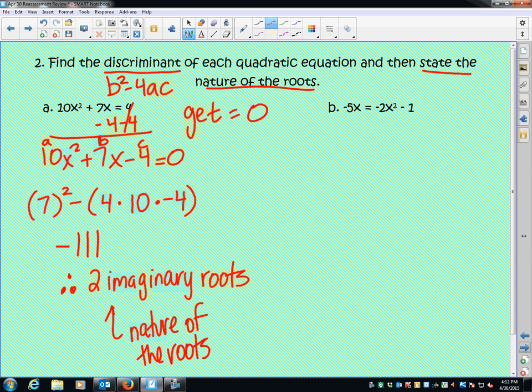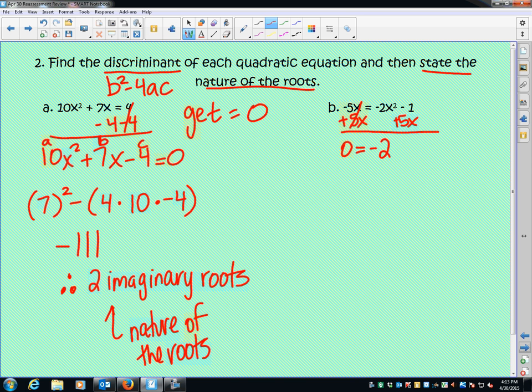All right, so let's do another. Again, we do not have it equal to 0, so we need to get it equal to 0 first. Now really, there's not one right way to do this. You could take the negative 5x to the right, or you could take the right two terms and take them to the left. I'm going to try to keep it as simple as possible, so I'm going to take the 5x to the right.